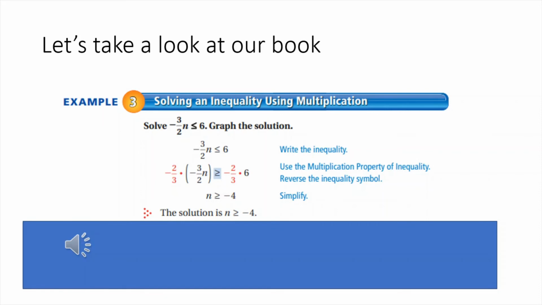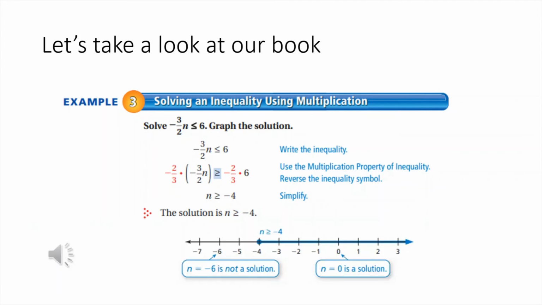If you said the inequality sign flipped, where it was no longer a less than or equal to but became a greater than or equal to, you are correct. That happens whenever you multiply or divide across the inequality sign by a negative number. As you can see, we multiplied both sides by negative 2 over 3, and when we did that, our less than or equal to sign flipped and became greater than or equal to. Our solution ended at n is greater than or equal to negative 4.